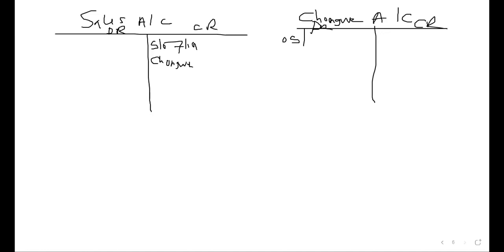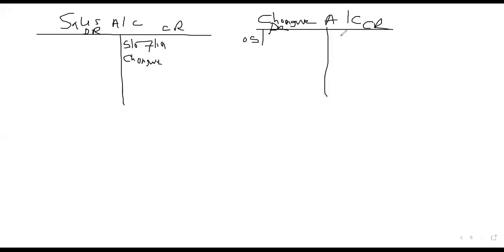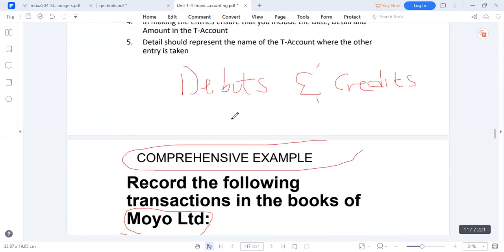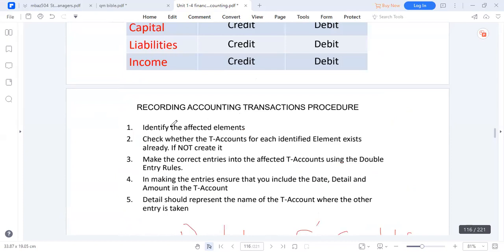So are you following? For us to really understand the posting of these individual accounts, we need to understand the principles. We'll go through this question thoroughly, step by step, in entering the ledger account. But firstly, I want to assess whether you understand which accounts are there. To record, you need to understand which elements are being affected, and what correct entries we need to have.